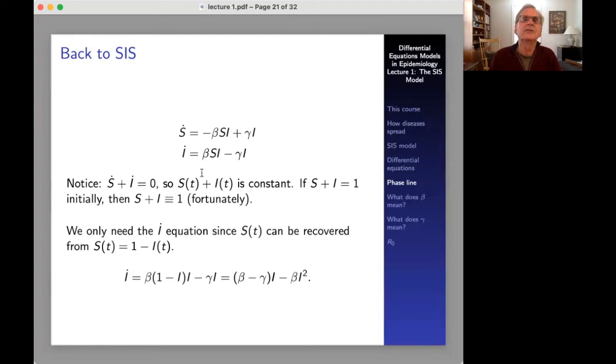So I dot is beta S I minus gamma I. Now, if we just have one equation for I dot, the entire right-hand side should just have I's in it, not S's. So what we're going to do is substitute for S 1 minus I. So I dot will be beta times 1 minus I, times I, minus gamma I. And we're just going to multiply this out. It's beta minus gamma I minus beta I squared. So you can see that I dot is just a quadratic differential equation. It's quadratic in I.